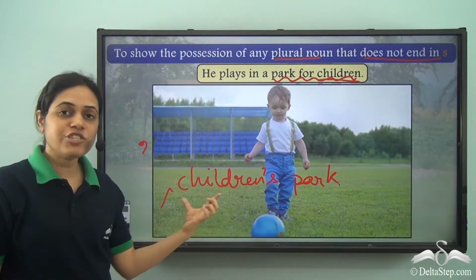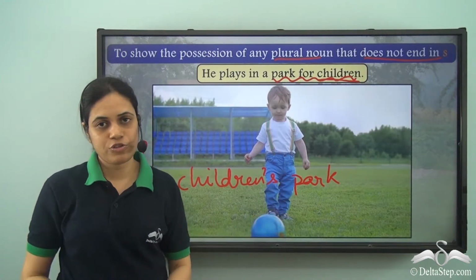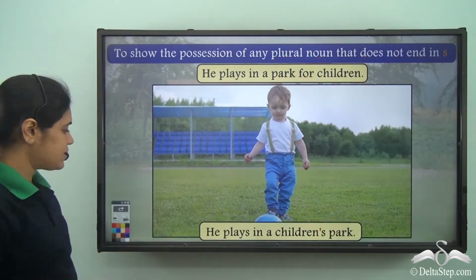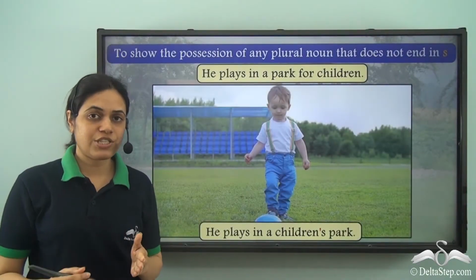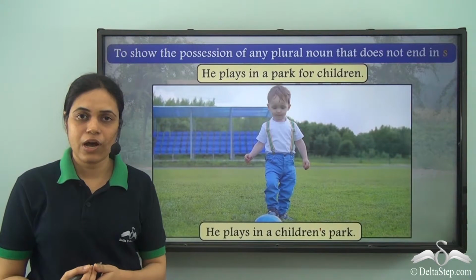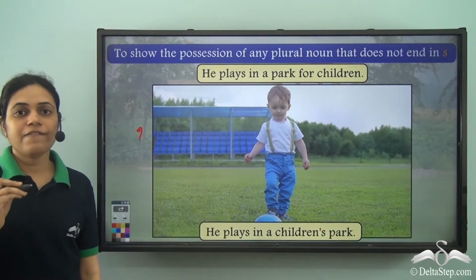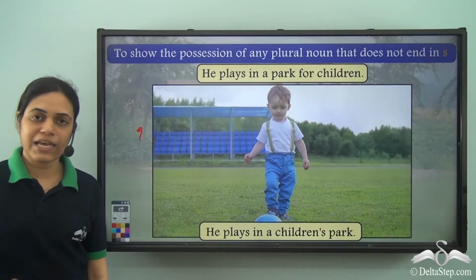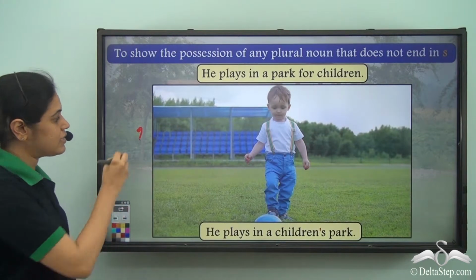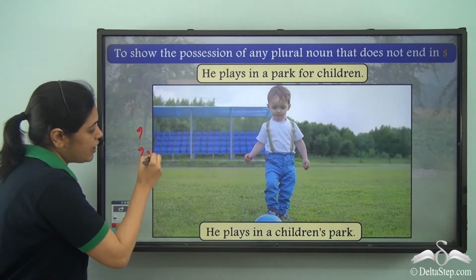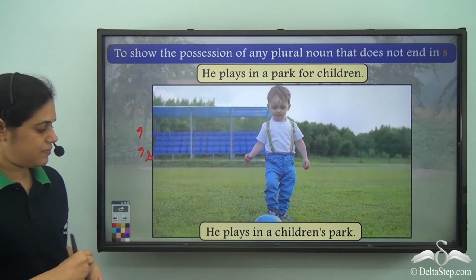Because children does not end in S, I will put an S after the apostrophe. So he plays in a children's park. To show the possession or belonging of plural nouns, we only write an apostrophe when the plural ends with S. But if the plural noun does not end with S, we write an apostrophe along with an S, like children's.